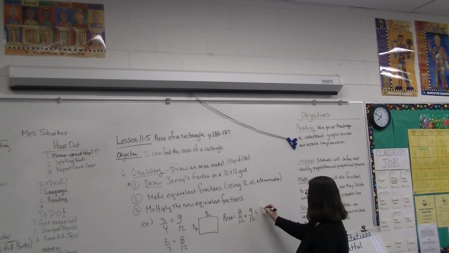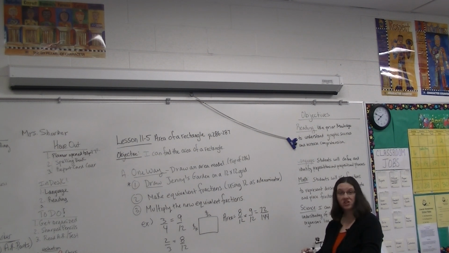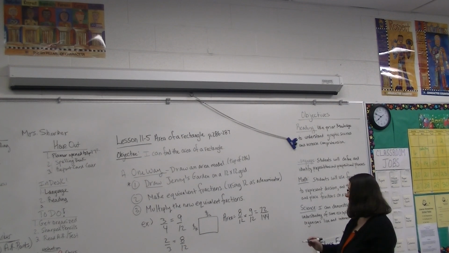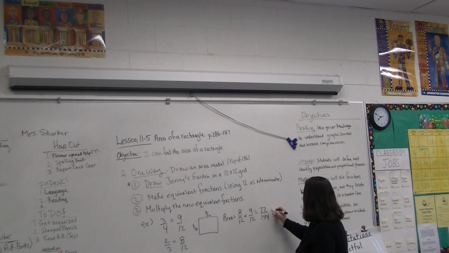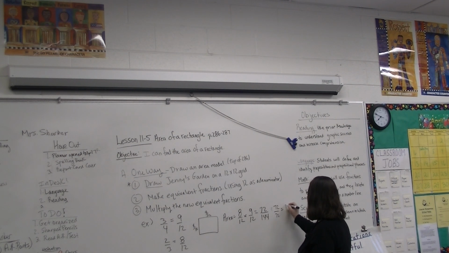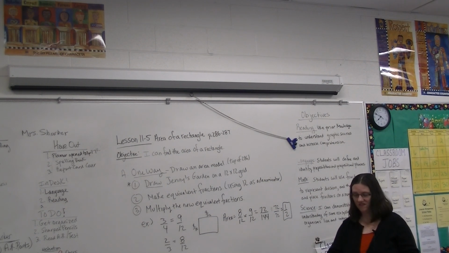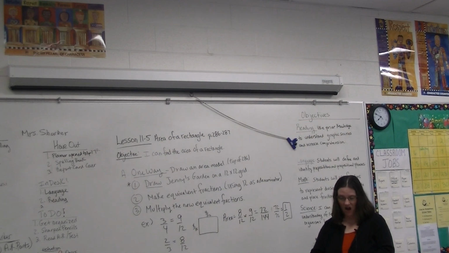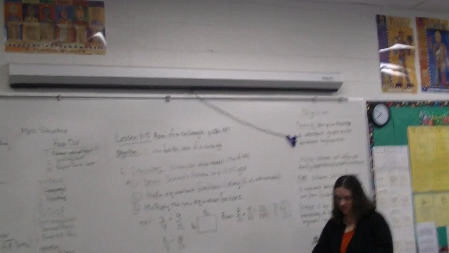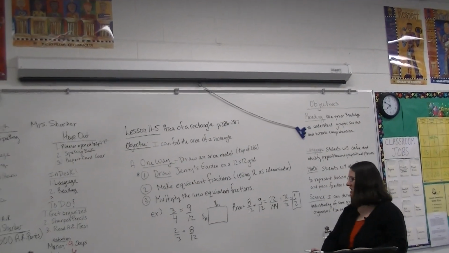8 times 9, multiplying fractions, is 72, and 12 times 12 is 144. And then naturally your last step is to simplify. And when we simplify this down, you divide top and bottom by 72, and you get 1/2. Okay, and then if you refer back to your picture, you can see that half of your tiles are shaded in. That is one way in which you can solve the area.